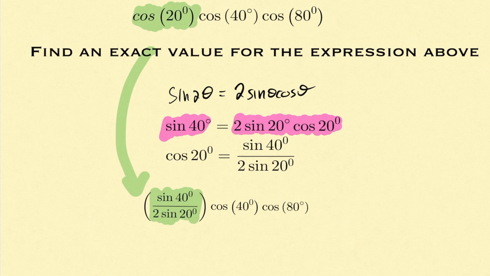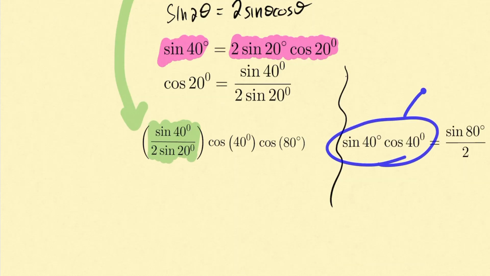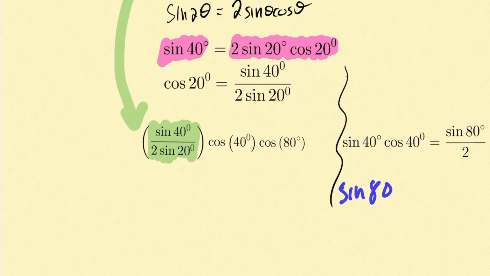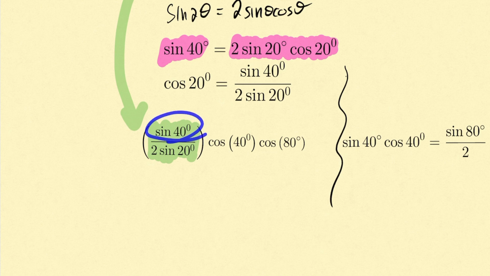You'll notice right away you have the sine of 40 and cos of 40 now together. Taking a closer look, sine of 40 times the cos of 40 can be expressed as sine of 80 divided by 2. The reason for that is the sine of 80 degrees, using our double angle formula, is exactly equal to 2 sine of 40 degrees cos of 40 degrees. So let's make that substitution, expressing sine 40 cos 40 as sine 80 over 2, which gives us the following.